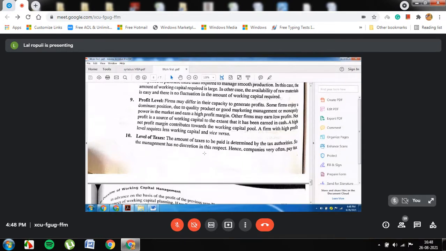Profit level. Firms may differ in their capacity to generate profits. Some firms enjoy a dominant position due to quality, good marketing management, or monopoly power in the market, and earn a high profit. So companies with marketing skills, or those in a monopoly market where there are only a few sellers, a single seller or maybe two or three sellers, earn a very high profit.